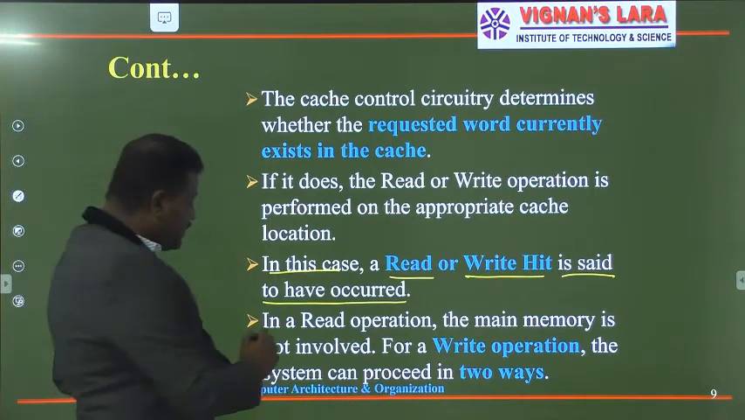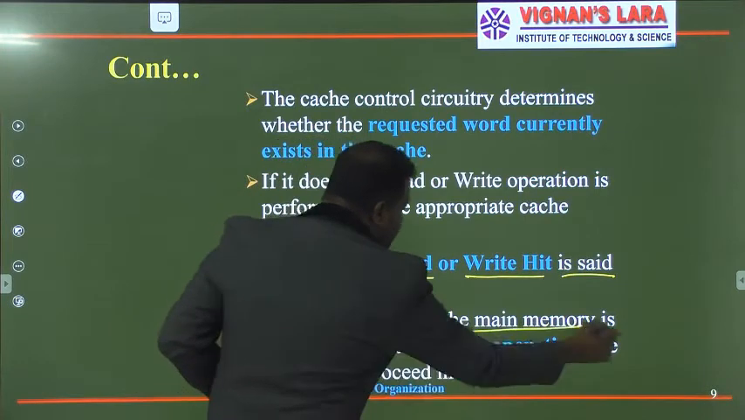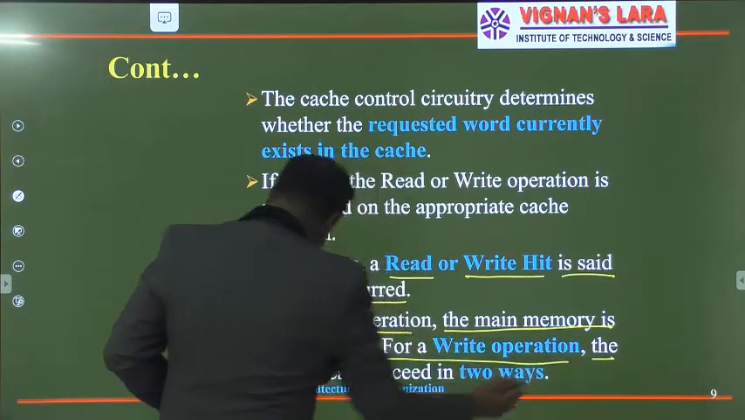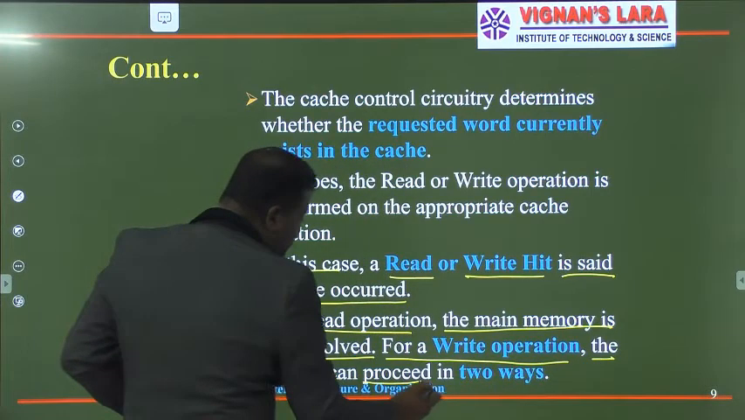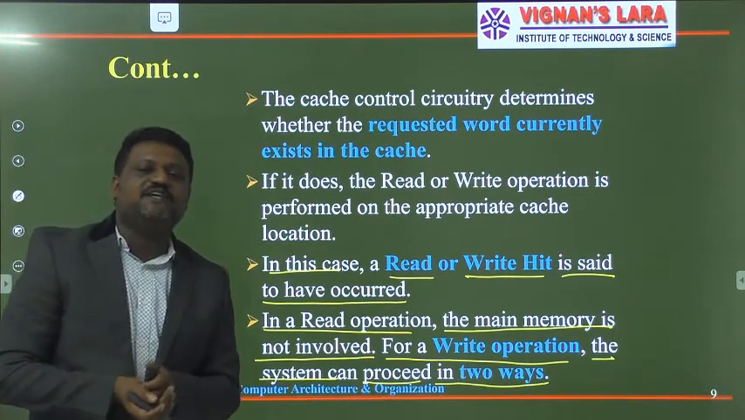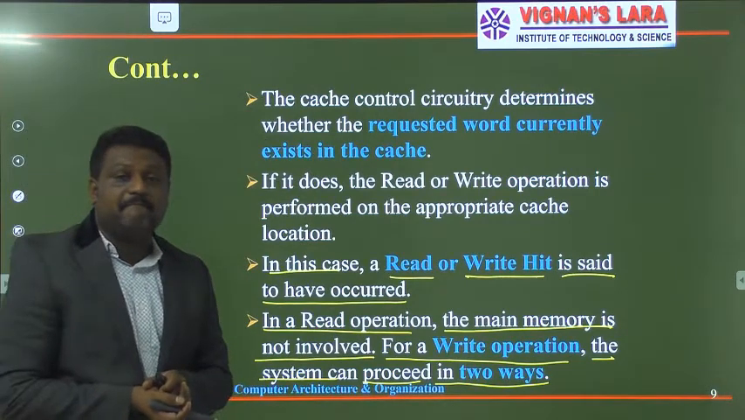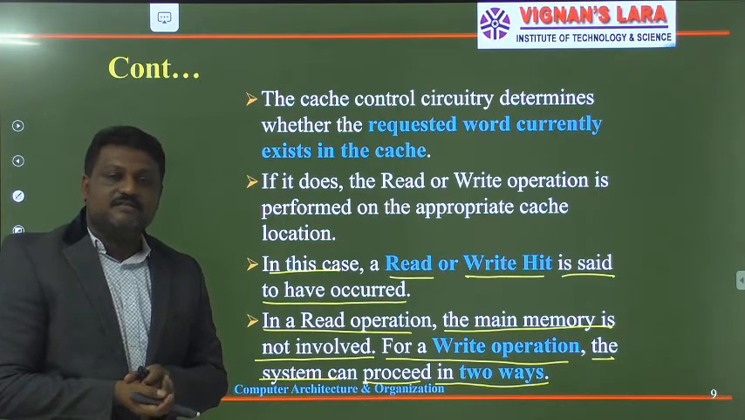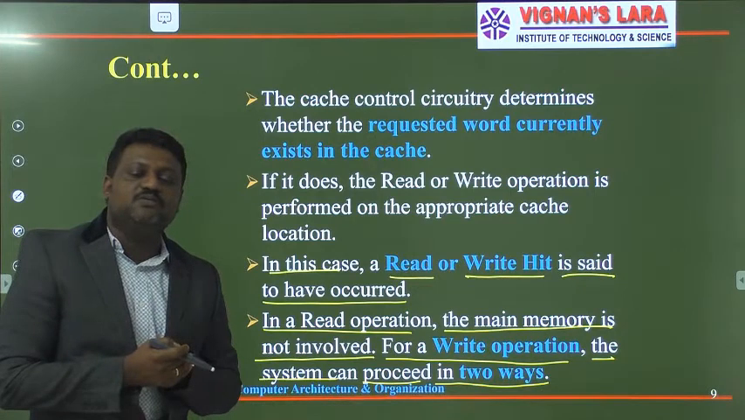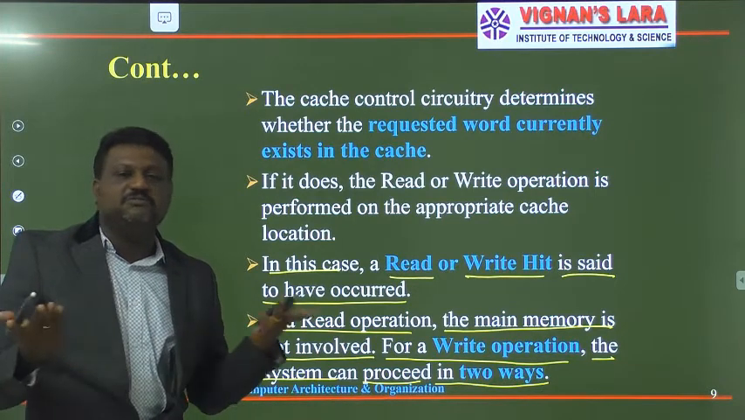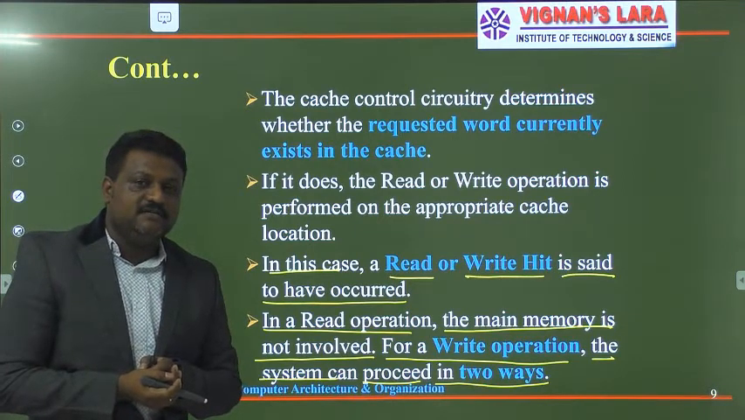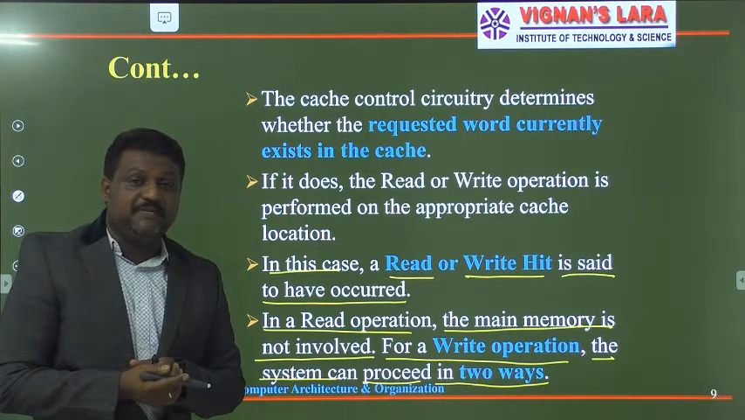In a read hit, in a read operation, the main memory is not involved. For a write operation, the system can proceed in two ways. If it is a read operation, there is no chance for involvement of main memory. If the data is available in the cache, the cache simply transfers that data to the processor. In that case, there is no need for involvement of main memory. But if I want to do a write, main memory must also be involved.